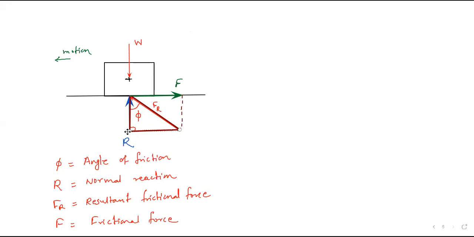This triangle. Okay, so in this triangle, you can see this length. This is F, and this is R. Now in this triangle, if you use tan of phi, you know that tan theta is equal to opposite side upon adjacent side. So the opposite side is F and adjacent side is R, because FR is the hypotenuse. So I can write over here tan phi is nothing but F upon R.